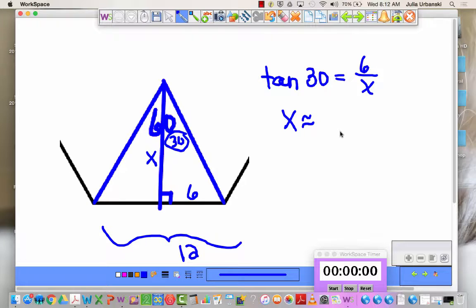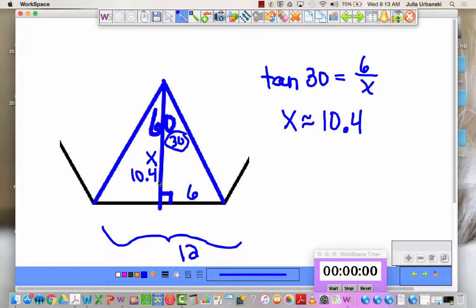Tell me what we get. Let's do nearest tenth. 10.4? And what we found there was the height of the triangle or else the apothem. They're the same thing. Alrighty.